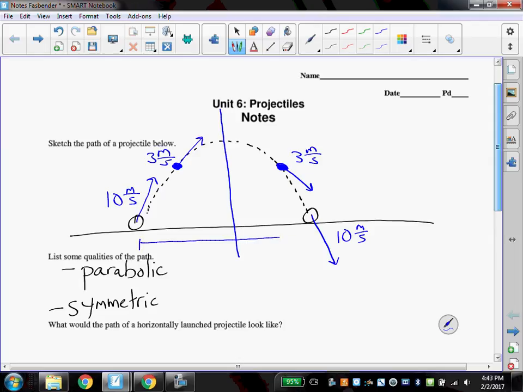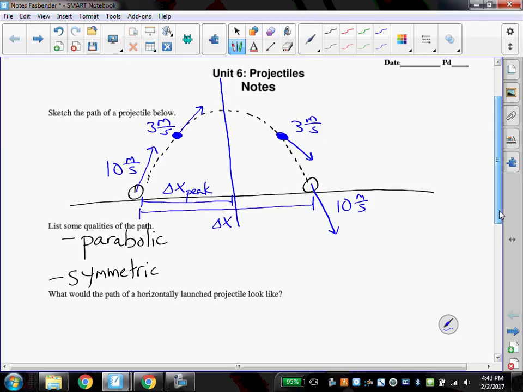Other things to notice is that our total range, maybe delta x, we notice that the range it takes us to get to the peak is half of that. So the delta x of our peak is half as big as our total range.